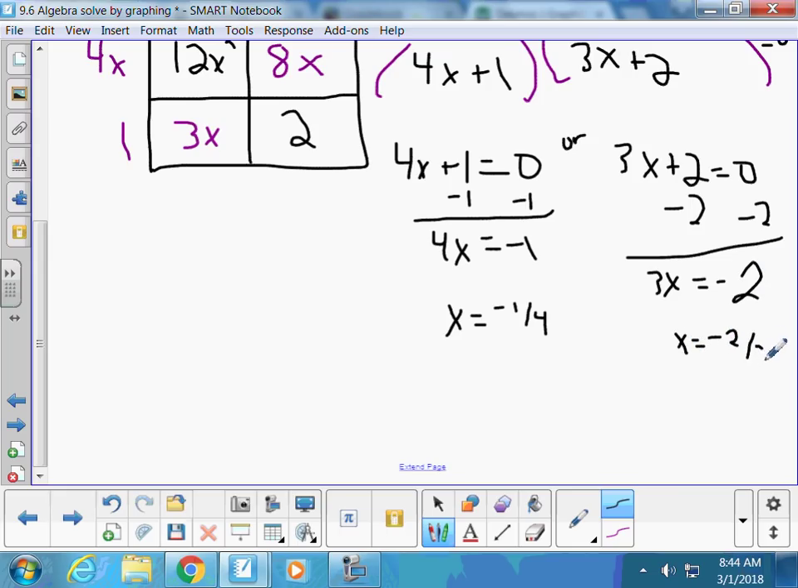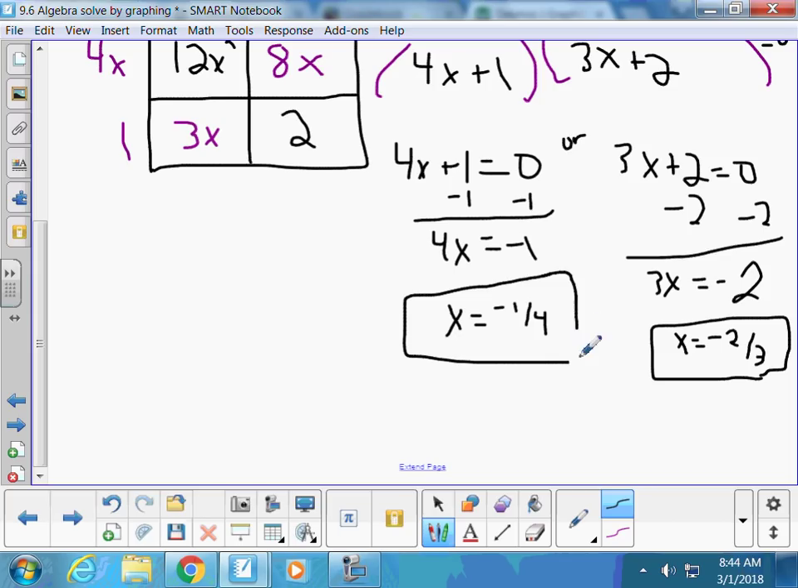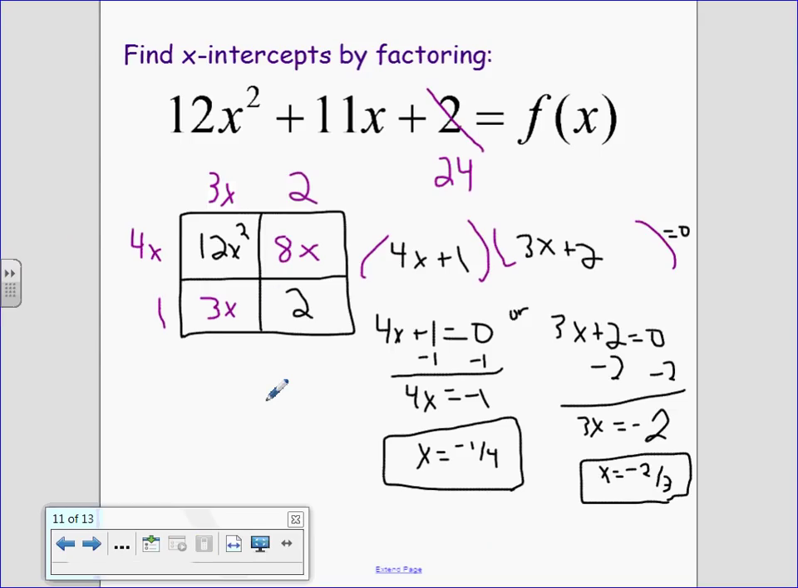Now when we go to check this, and we go to graph it, just to see, be aware, these answers will be decimals. -1/4 is -0.25, -2/3 is -0.6. See the whole problem there? So what we're going to graph in Desmos is 12x squared plus 11x plus 2. And we're checking that our intercepts are the 2 solutions we got when we did our factoring.